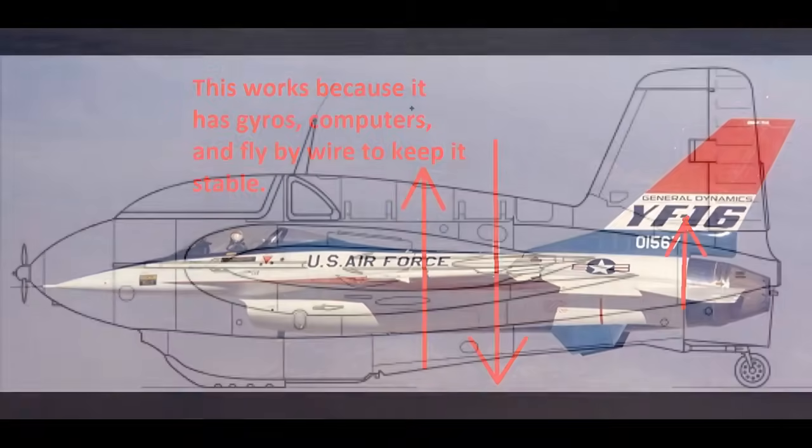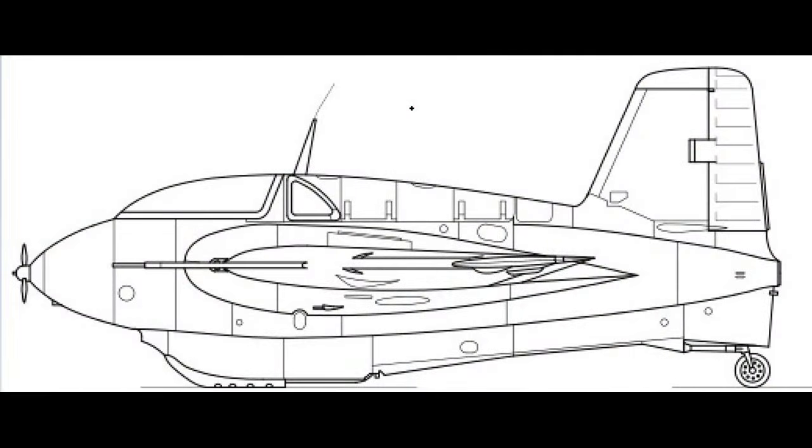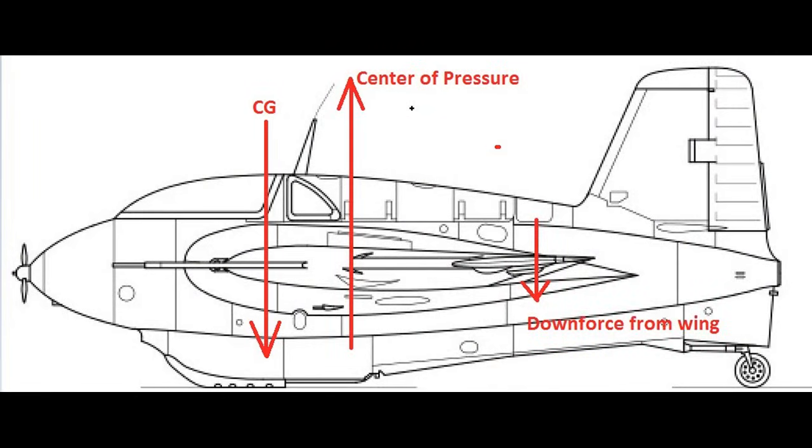So, finally, on to the 163. It's set up much the same way as the other World War II fighters. The CG is forward of the center of pressure and is offset by downforce. The difference, of course, is in how the design gets the distribution of forces without a conventional tail. It's not too hard to understand.